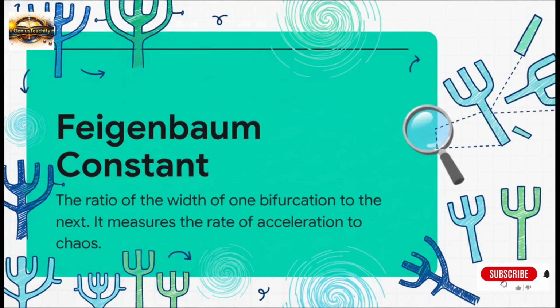So what is it? It's a ratio. If you look at our diagram and you measure the width of one of those little forks, and then you measure the width of the next, smaller fork, the ratio between them always converges on 4.669. It's like the universe's speed limit for accelerating into chaos.